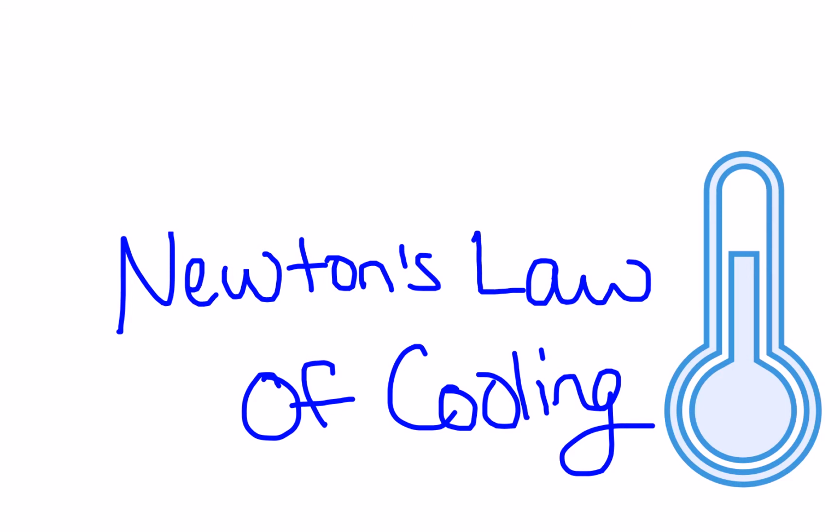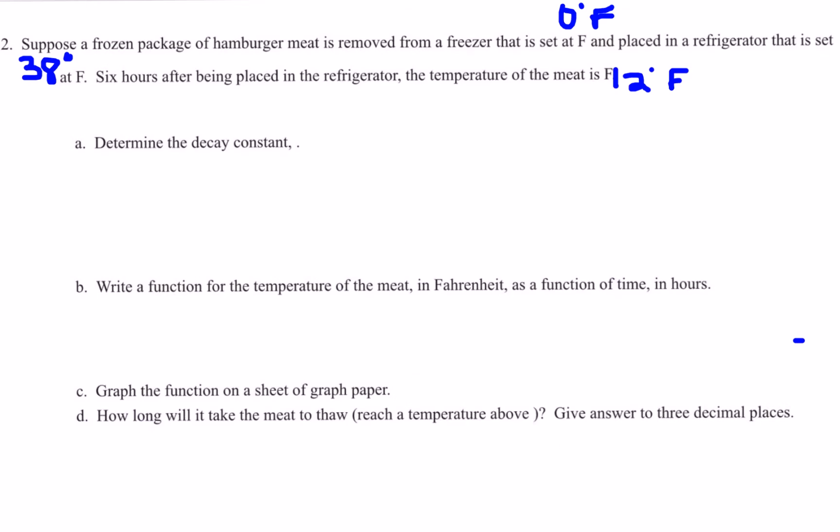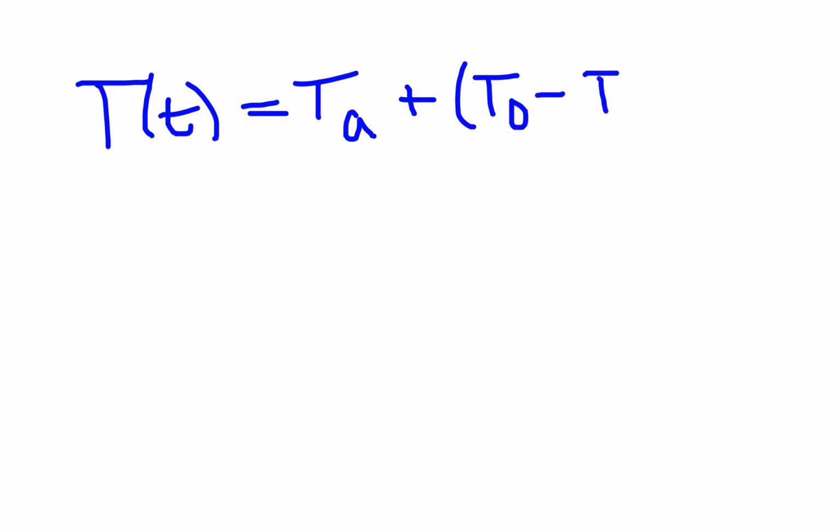Hey everyone, so I'm going to do a video on Newton's law of cooling to clear anything up that you are confused about. Basically, Newton's law of cooling is an exponential function that describes something that is going to cool or warm in an exponential fashion. And basically your formula is this: T(t) = T_A + (T_0 - T_A)e^(-kt).